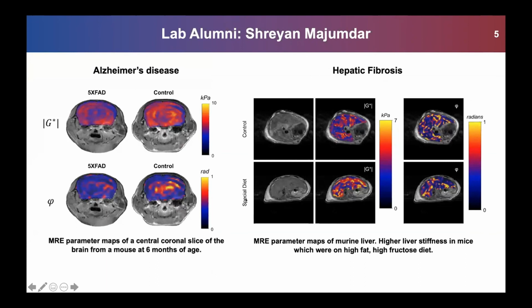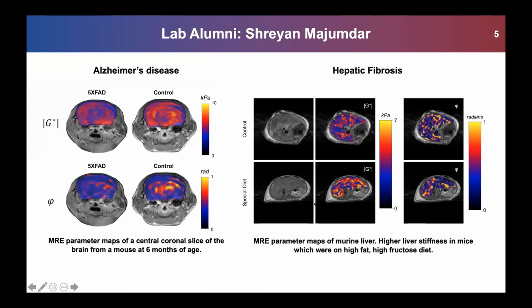These are the results from his studies on the Alzheimer's disease mouse model, compared to the non-transgenic control at 6 months. As evident from the image itself, both the absolute value of the stiffness and the phase of the stiffness are lower in the Alzheimer's mouse model.